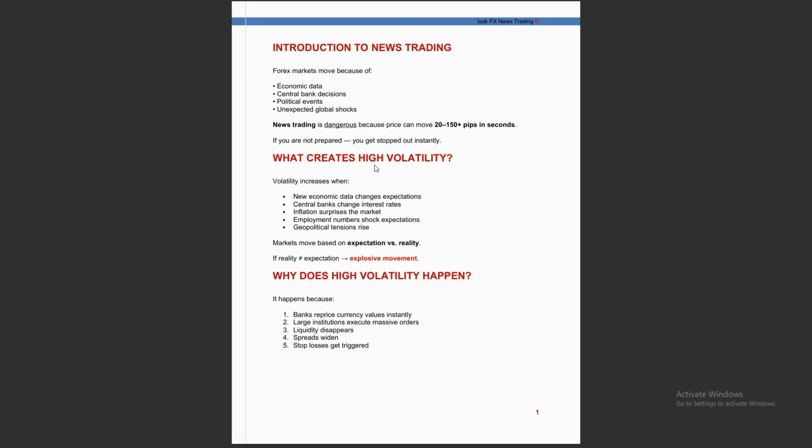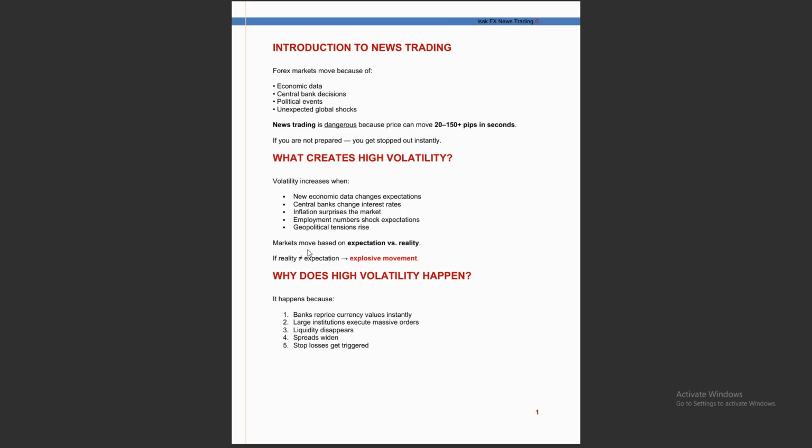So what creates high volatility? It happens when economic data change expectations, central banks change interest rates, inflation surprises the markets, employment numbers shock expectations, and geopolitical tensions rise. But markets move based on expectation versus reality. If reality does not equal expectation, there will be explosive movement, which we show here. This pip movement happens if reality does not match expectation.